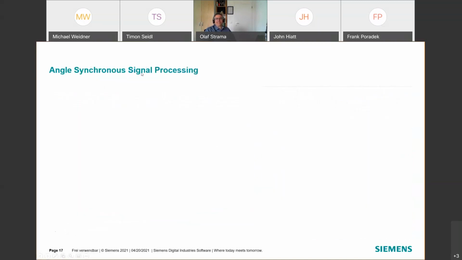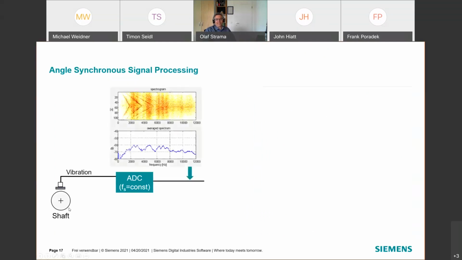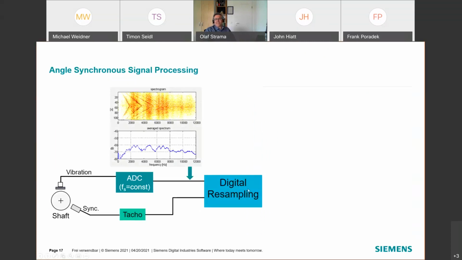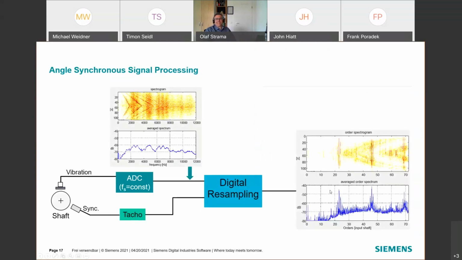That's the point where angle synchronous signal processing is used. It is done in a way today that we assess the vibration of our device under test, and we take one shaft most of the time, or many shafts, and acquire a tacho signal. By using this tacho signal, we can resample the vibration signal that we have acquired with a constant sample frequency, and generate a signal that has an angle synchronous, an angle equidistant sample rate.